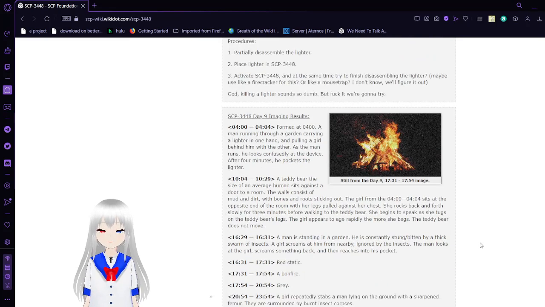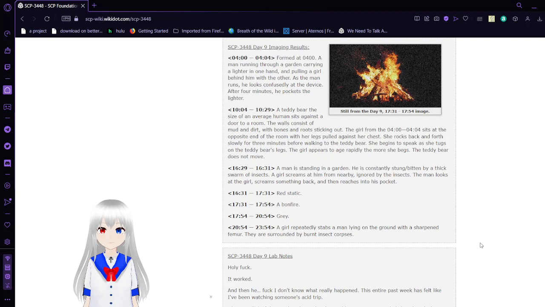Day 9 imaging results. 1-4. A man is running through a garden carrying a lighter in one hand and pulling a girl behind him with the other. As the man runs, he looks confusedly at the device. After 4 minutes, he pockets the lighter.